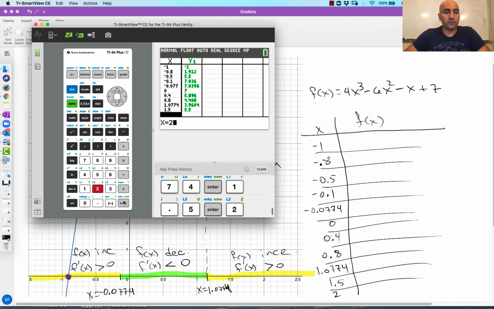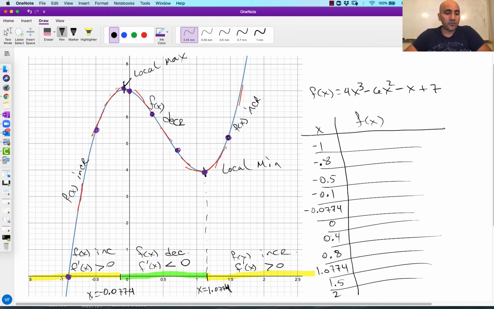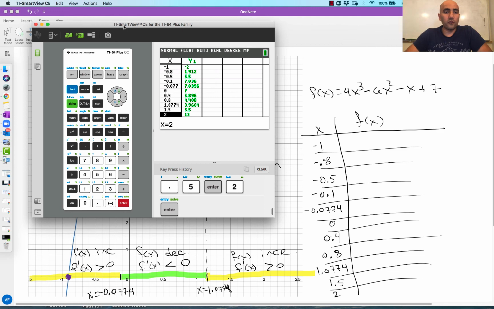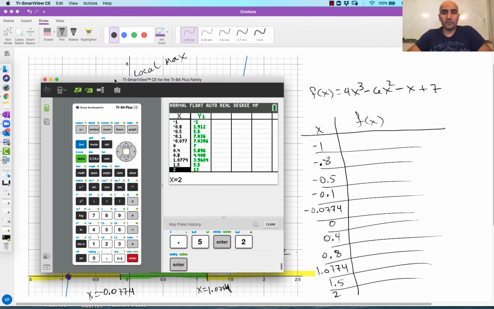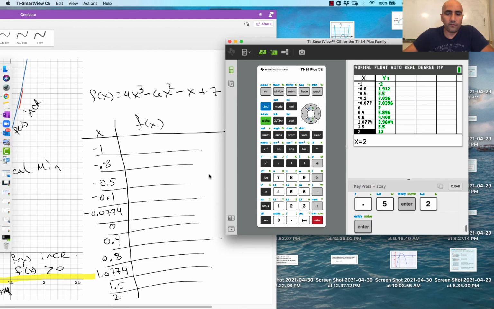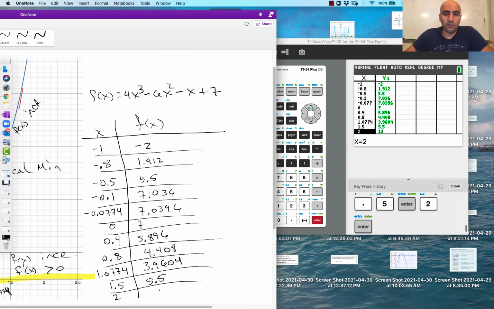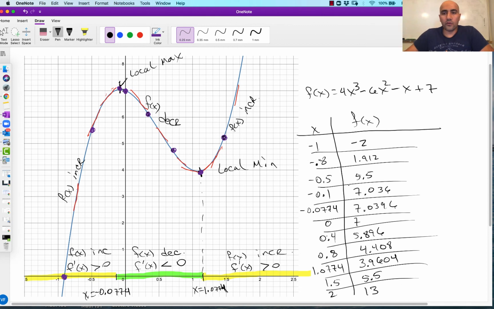And finally 2. Okay, so I hope you realize that a lot of these were chosen just kind of arbitrarily, just some values in each one of these zones, again, so that I can have some sense of what my function is doing for all those values. So I can fill out my table from here. Okay, so we can create our table, and then hopefully from that table, again, just get a rough sense of what the sketch is doing.